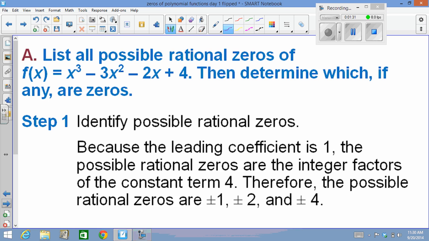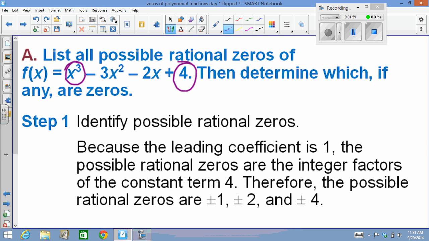So I want to list all the possible rational zeros. The first thing I'm going to do is figure out what my leading coefficient is and what my constant is. My constant is 4, so all the possible numbers, the factors of 4, would be positive and negative 1, positive and negative 2, and positive and negative 4. Then I would list all of the factors of my leading coefficient. My leading coefficient is 1, so that makes it easy because I only have one term.